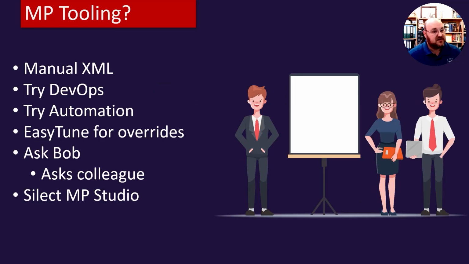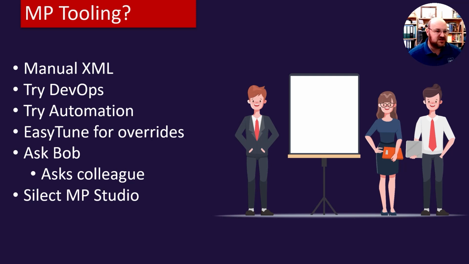As I said before, there are several tools or methods out there to facilitate management pack migrations, ranging from manual work in XML, which I often run into, to using tooling which can help you, like DevOps repositories, automation, EasyTune, asking Bob to take care of it. Maybe he will ask a colleague then to take care of it. For example, using Select products for this. So there are also combinations possible and likely, of course.